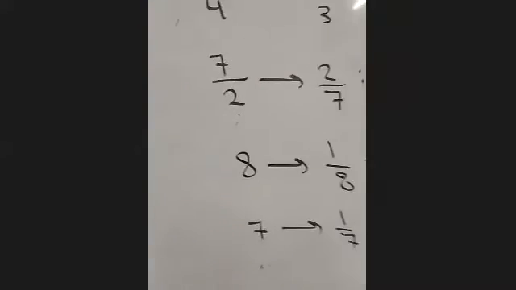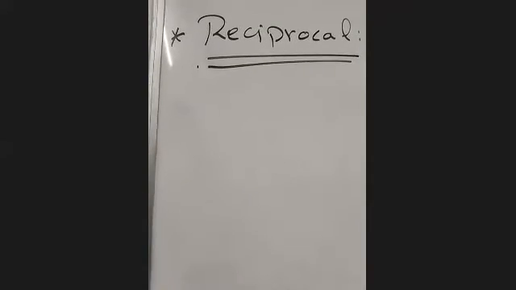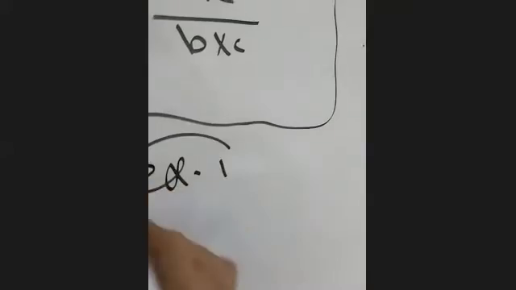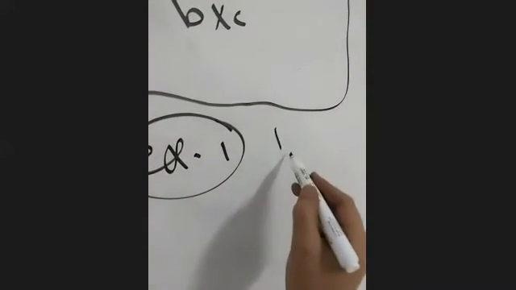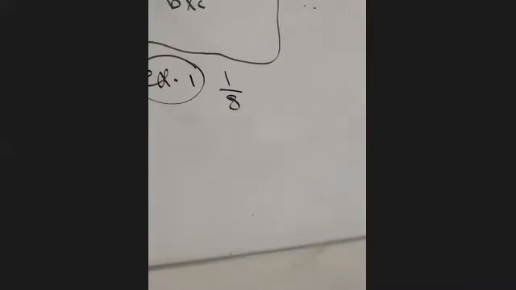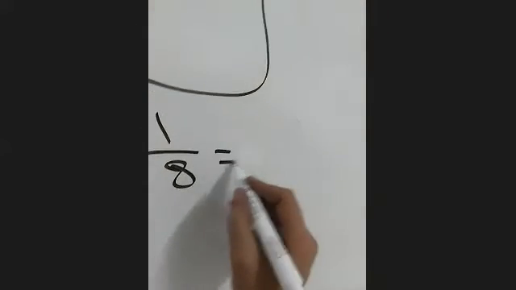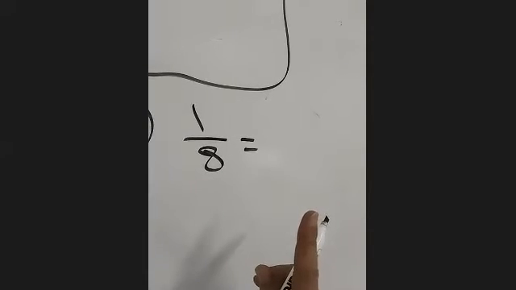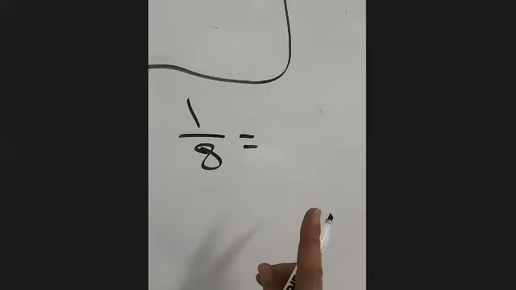Let's go to page 155, guys, and see example 1. Read it with me: find the reciprocal of 1 over 8. They want the reciprocal of 1 over 8. Now, do not write 1 over 8 equals. The fraction and its reciprocal are not equal.